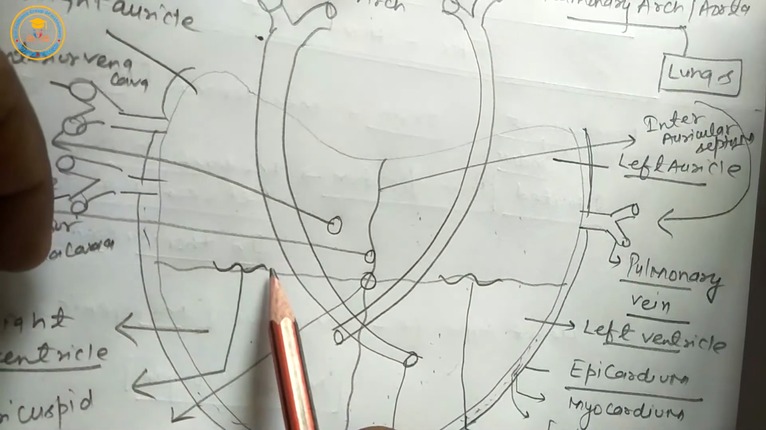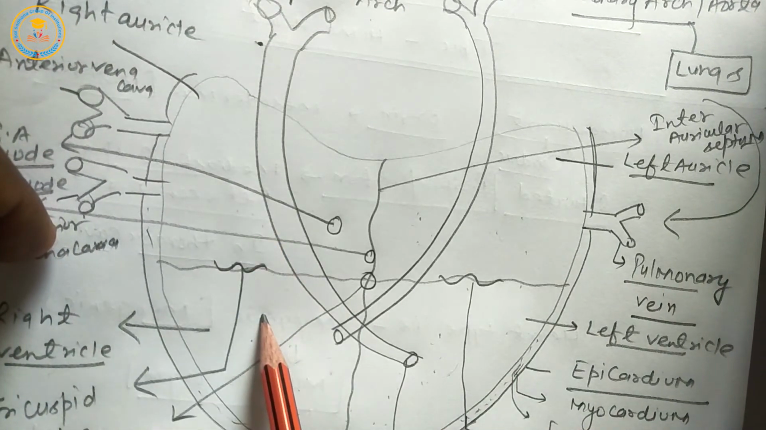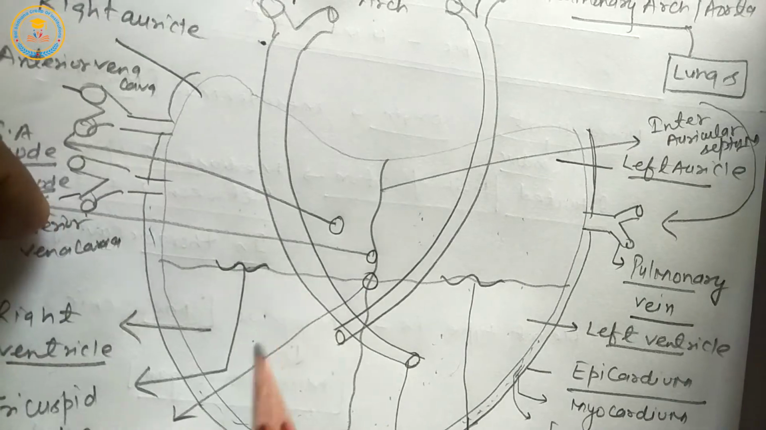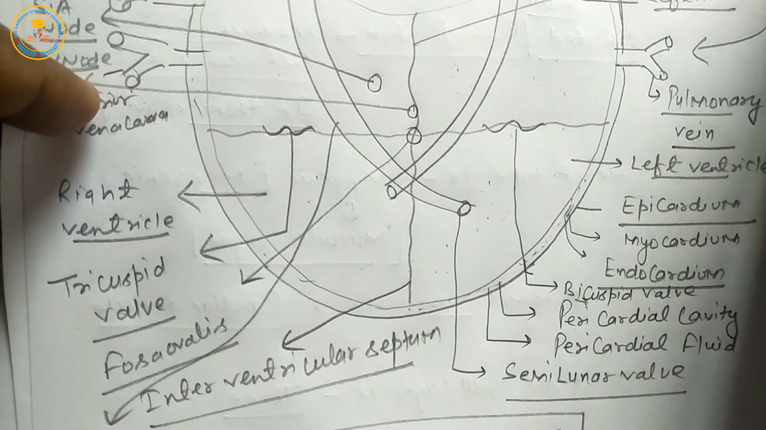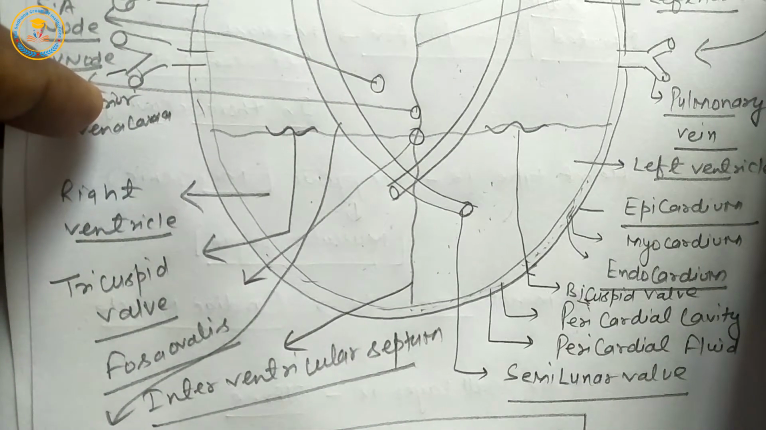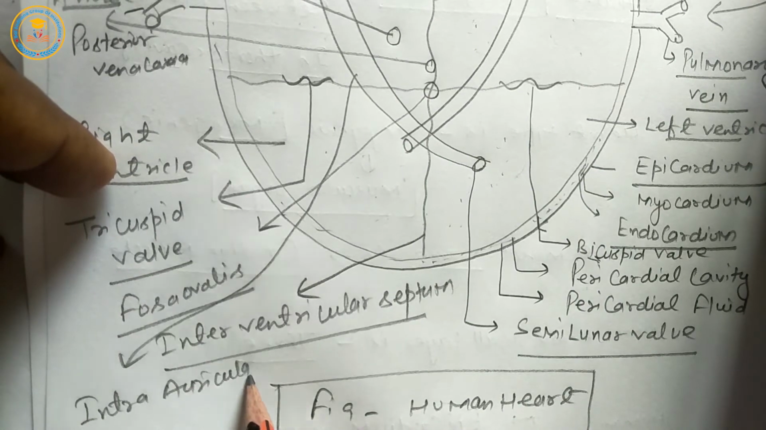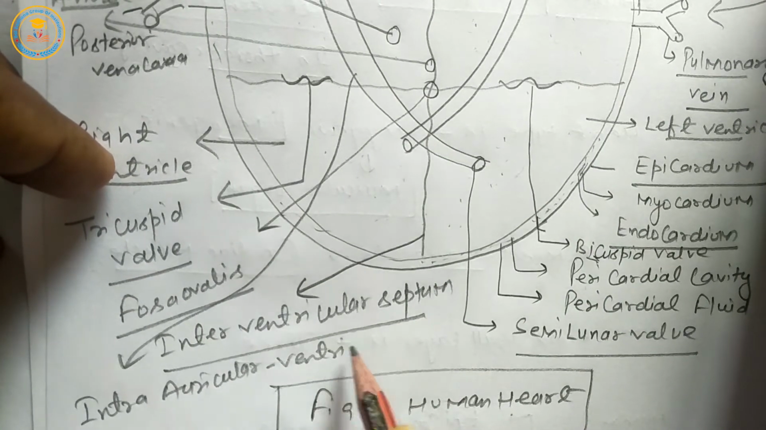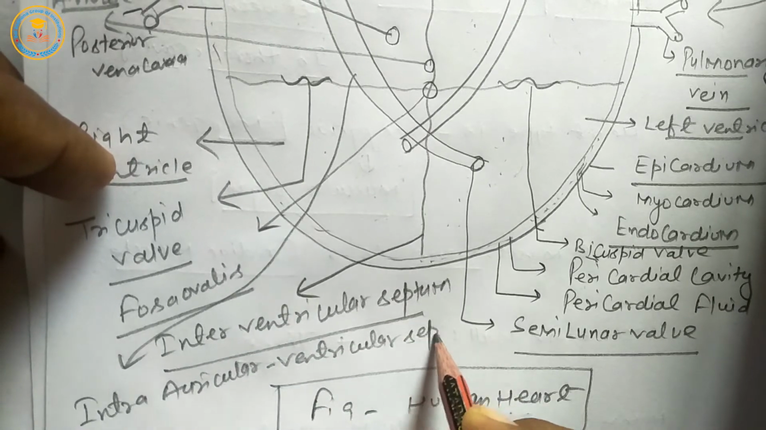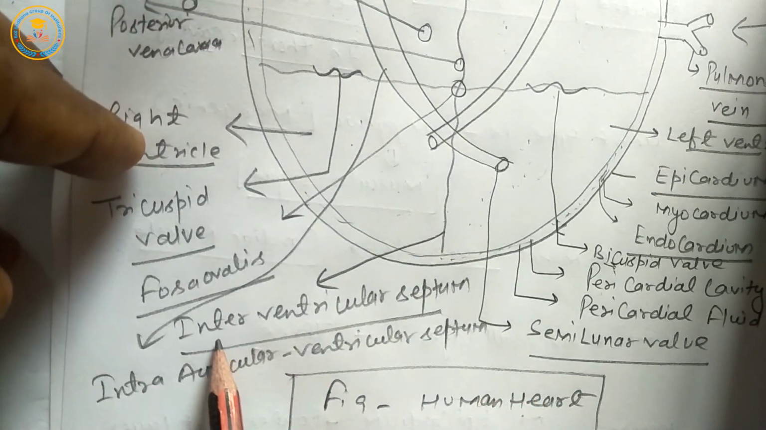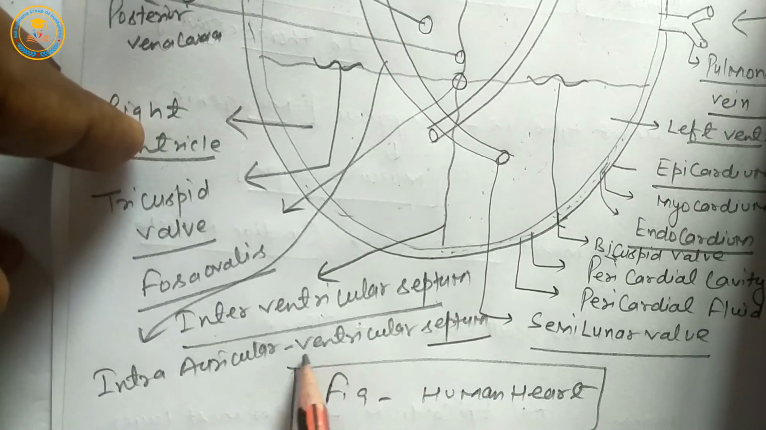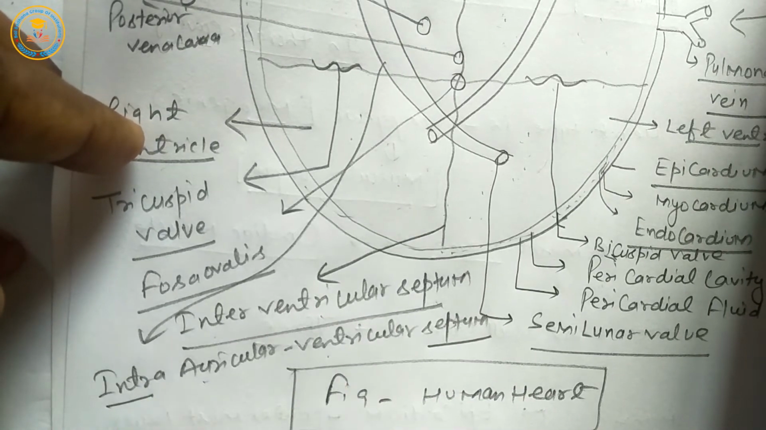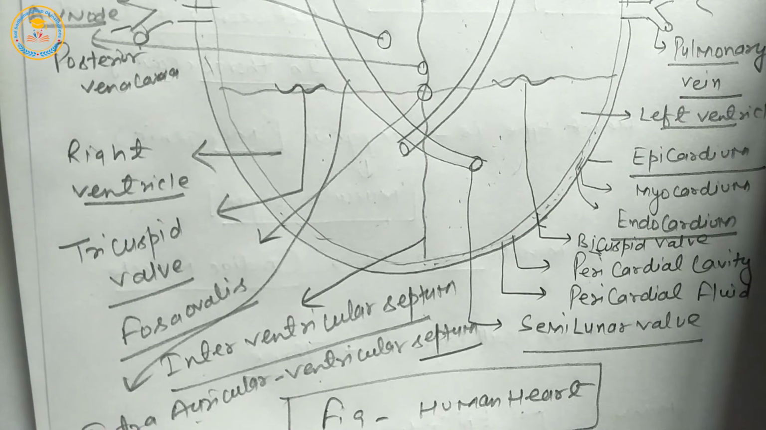Next, this is the septum between the right auricle and right ventricle, and the left auricle and left ventricle. It is called the intra auricular ventricular septum. It means a barrier located between the auricle and ventricle. So this is a figure of human heart.